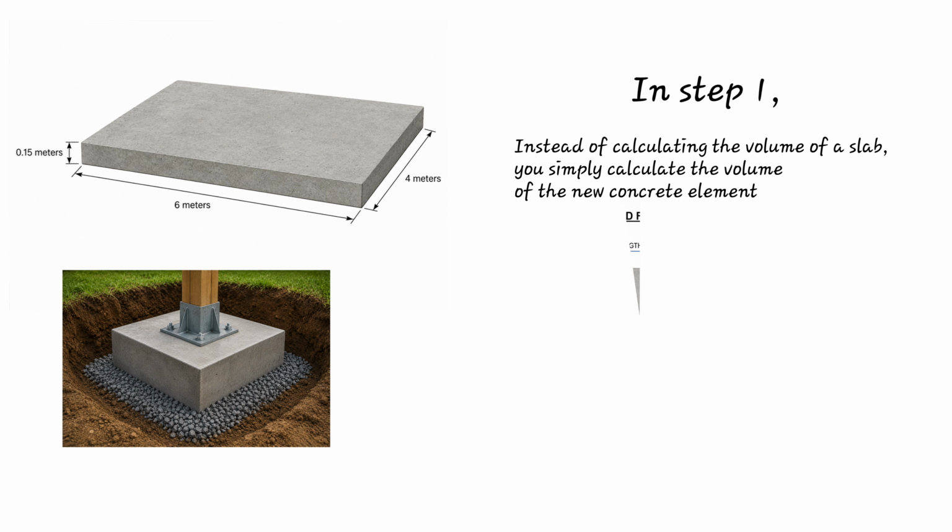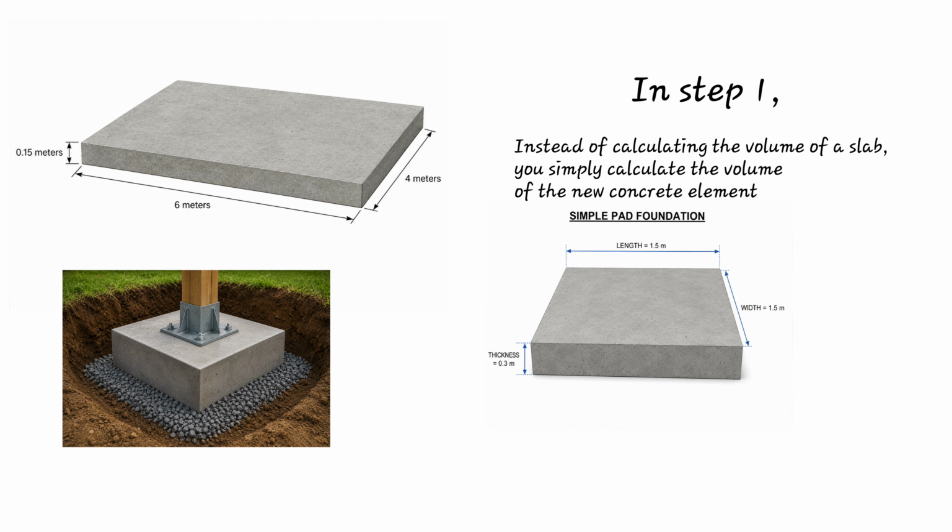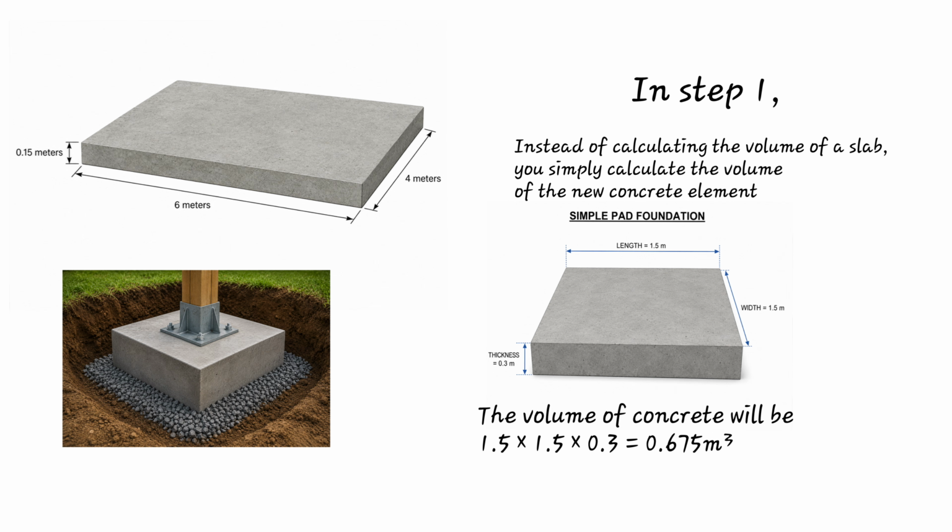For example, consider a simple pad foundation with a length of 1.5 meters, a width of 1.5 meters, and a thickness of 0.3 meters. The volume of concrete will be 1.5 times 1.5 times 0.3, which gives 0.675 cubic meters. From this point onward, every other step remains the same.